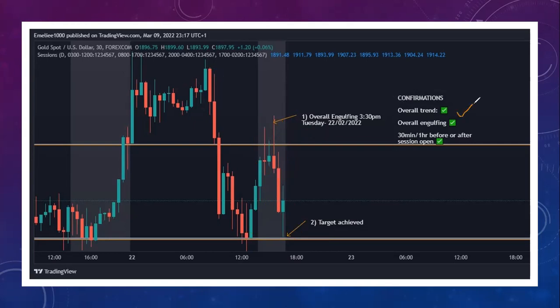Simple, right? Does this make any sense? Overall trend bearish, overall engulfing, correct? 30 minutes or 1 hour. This happened 1 hour 30 minutes after New York Open. So the confirmations were there for candles to drop down, right?